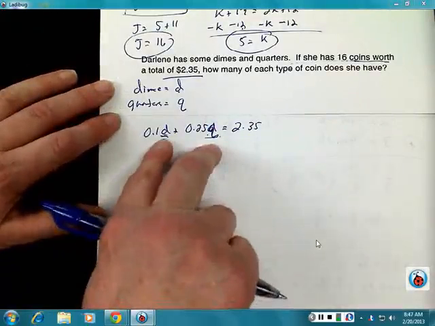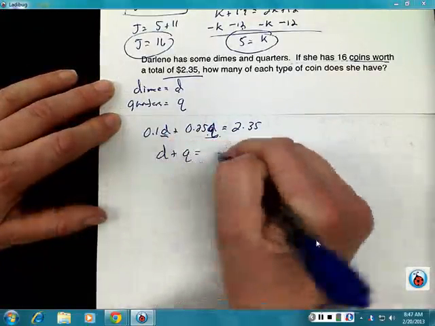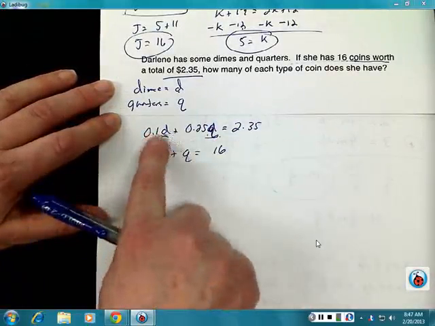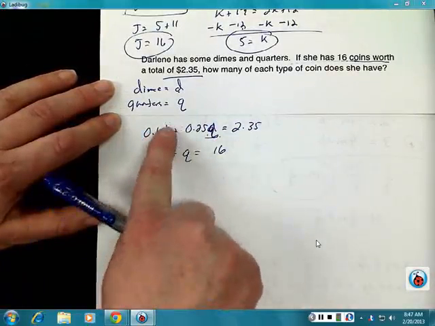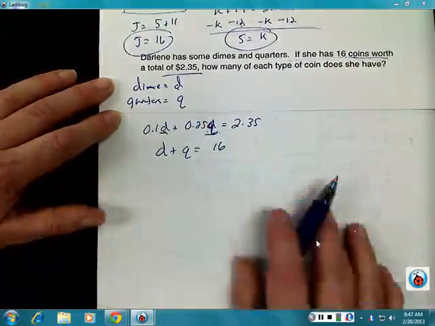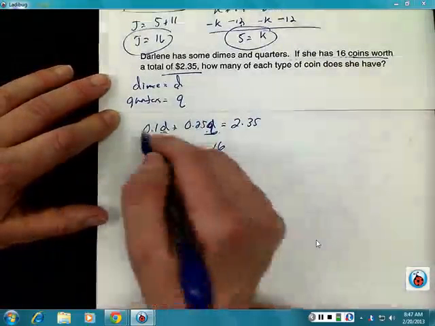So D plus Q equals 16 is what you're saying? Yeah. Because D plus Q equals 16. Because the D times the 10 cents is the number of dimes. The Q times the 25 cents is the number of quarters. So therefore, I end up with my two equations. We all right? So now, what do you start seeing?